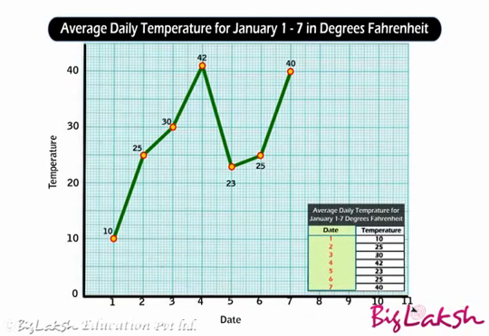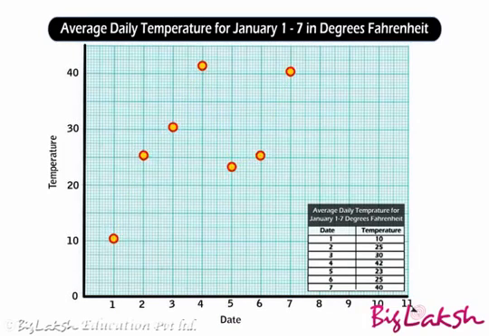There is a table that shows the date in one column and the corresponding temperature in the second column. The line graph shows the degrees of temperature going up the vertical axis and the days of the week on the horizontal axis. That is, going sideways from left to right. The points for the temperature of each day are connected by a line. Thus, the graph is a line graph.